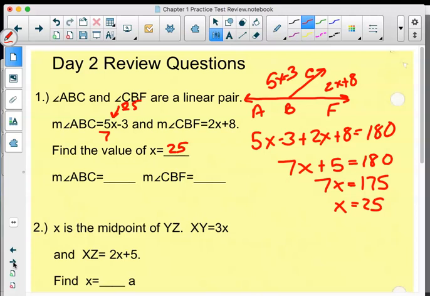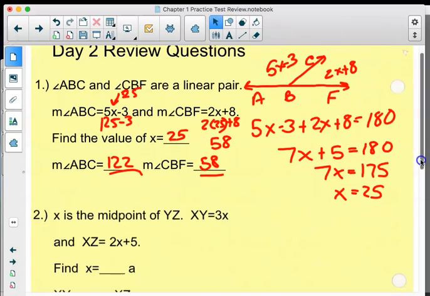Excuse me, this is 125, not 75. 125 minus 3, and that's going to give me 122. And this is 2 times 25 plus 8. That's going to be giving me 58. And I got to make sure that they add up to 180 to make sure I'm right. And it does. So life is good.